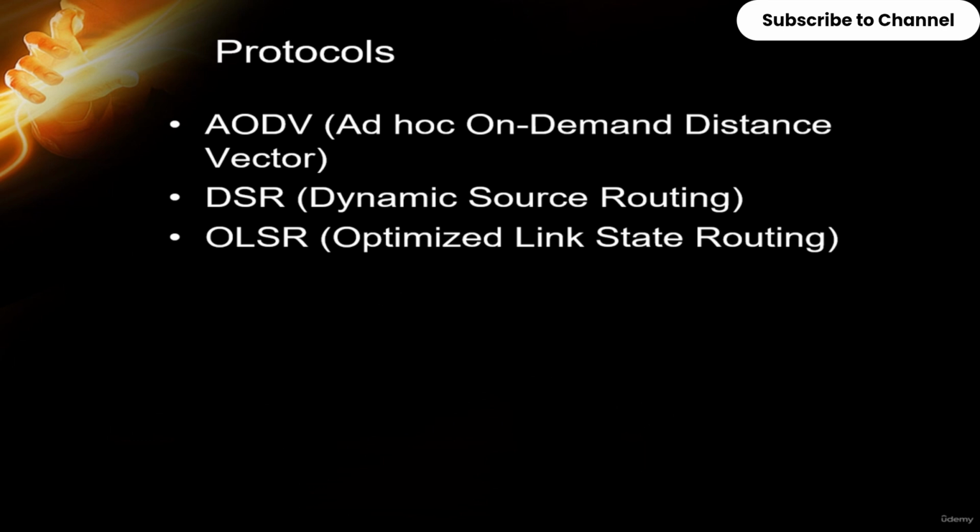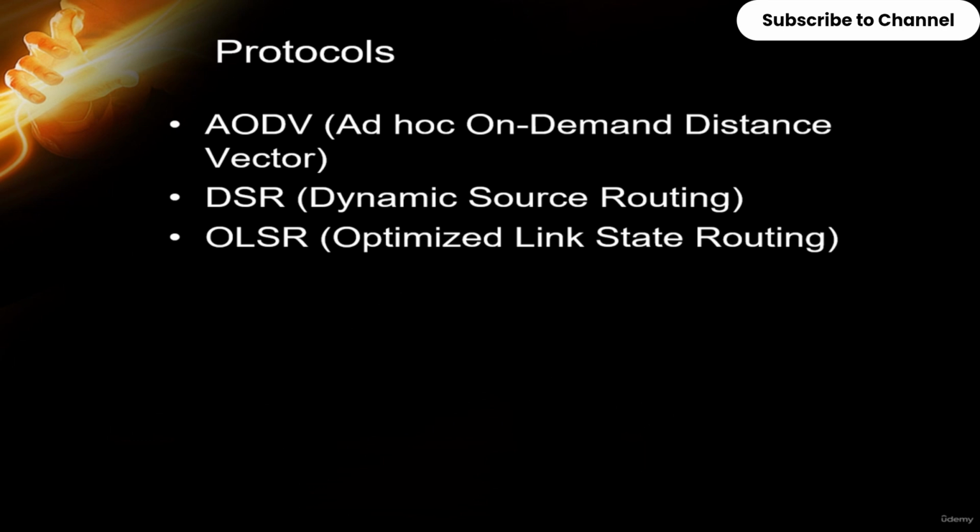The next protocol is the dynamic source routing protocol. Dynamic source routing is another reactive routing protocol. It uses source routing, meaning a node maintains a route cache which contains the source routes it has already learned. So it is a source routing protocol.